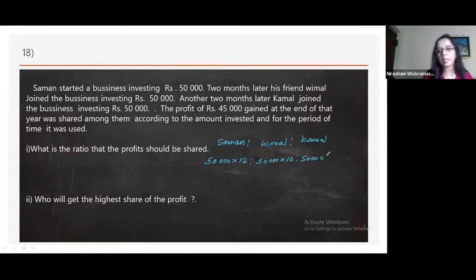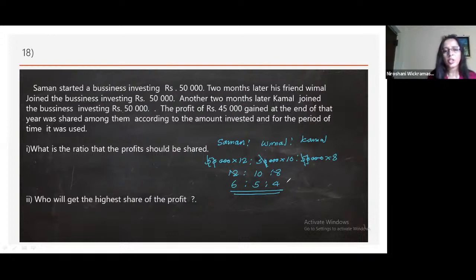That means 8 months. Now simplify: here 3 zeros, here 3, here 3 and 1 zero, so we can simplify. Right? This 5 also you can cancel. 12, 10, 8, right? Then now simplify. How many 2s are here? 6, 5, 4. 6 to 5 to 4. This is the ratio in which the profit should be shared.